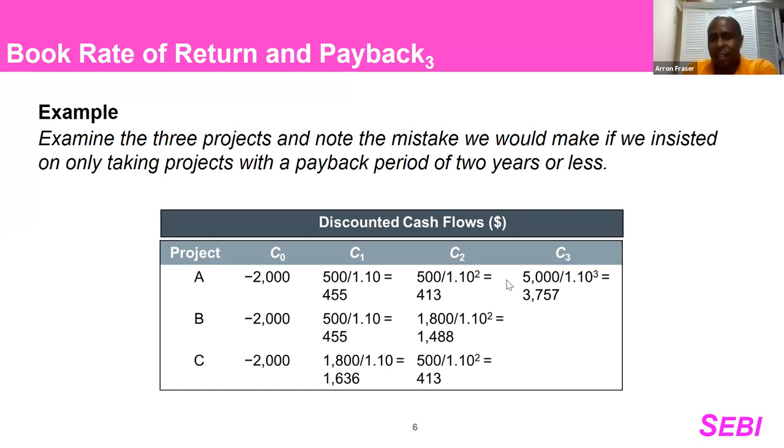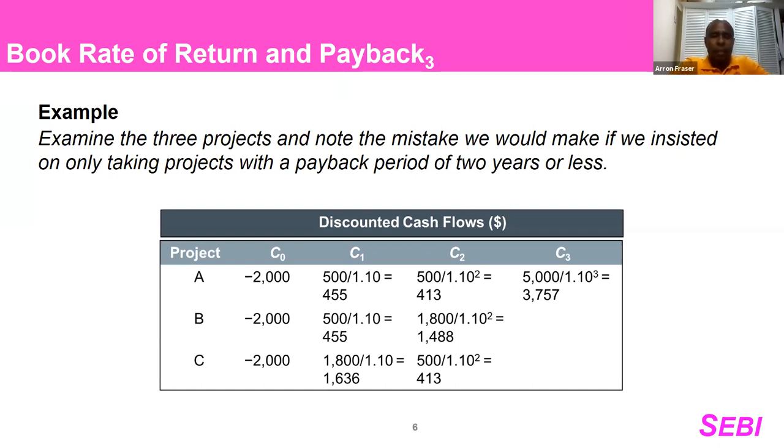And just to highlight the weakness of payback period, you see they're ignoring a significant windfall in the third period, which is $5,000, which is 2.5 times the investment, right? So you're missing out, if you discount that at 10%, on cash flows of $3,757. So just by having a strict payback period, you'd have lost the opportunity of having a significant windfall in the third year. So that really highlights the weakness of the payback period.